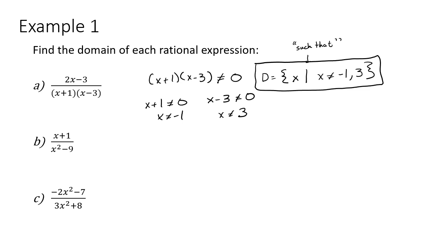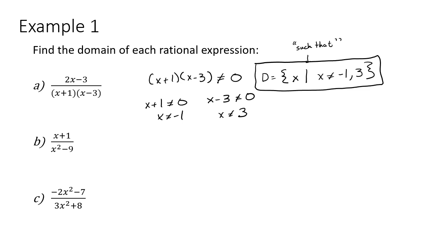Now, what you'll notice is that the 2x minus 3 in the numerator here did not come into play at all. The numerator of the rational expression has no impact on the domain whatsoever. All we care about for the domain is where the denominator, the bottom of the fraction, is equal to 0. So it really doesn't matter what's going on up top.